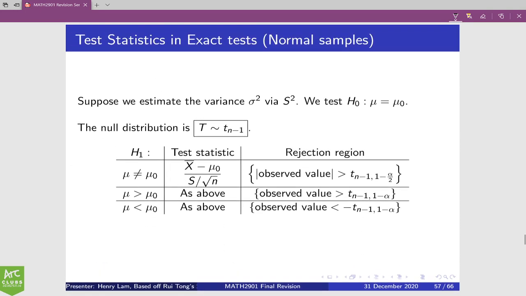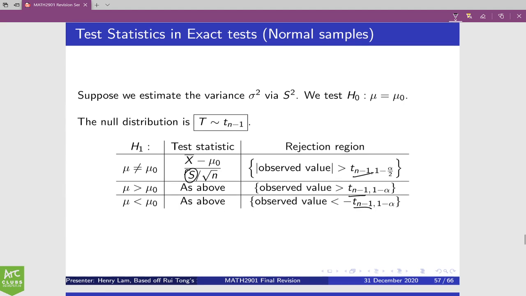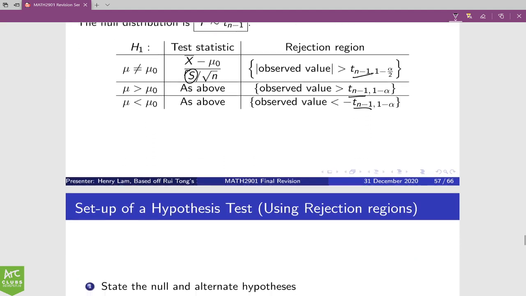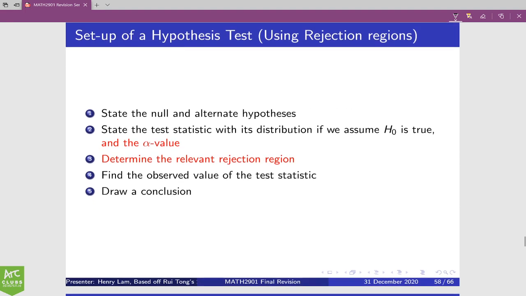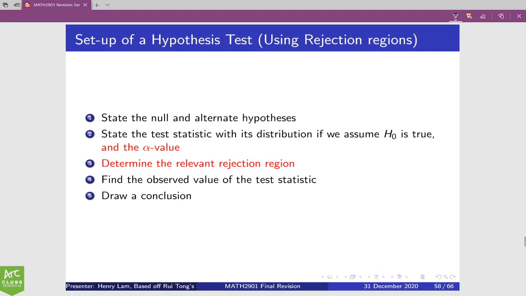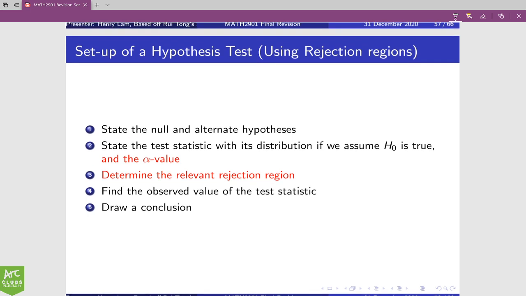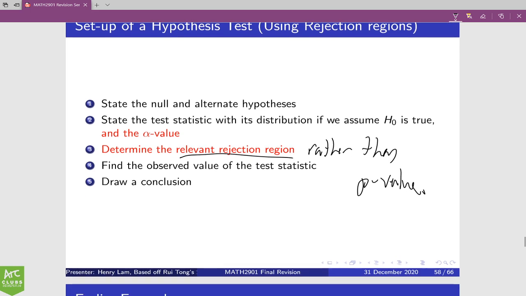And the t distribution is the same thing. Just replace sigma with s, and use t n minus 1. The idea is basically the same as before. The only difference is that we need to consider a rejection region rather than a p-value. And you need to figure out the critical region.